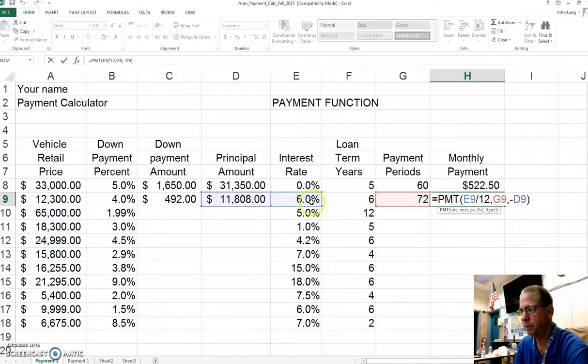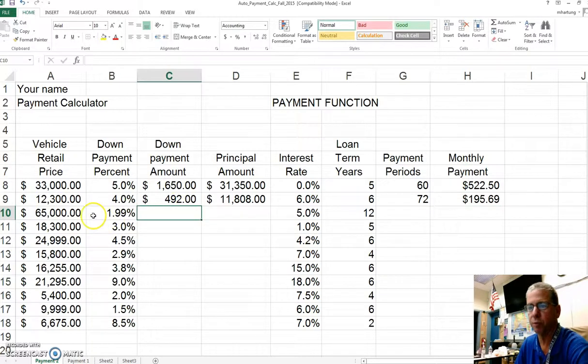E9, interest rate divided by 12 again, and then we have to separate that with a comma to put in the number of payment periods, which in this case is at G9, 72 months, because 6 times 12 is 72 months, separated by another comma, insert the minus sign, and put the principal amount, or the amount that we actually need to borrow to get that loan.